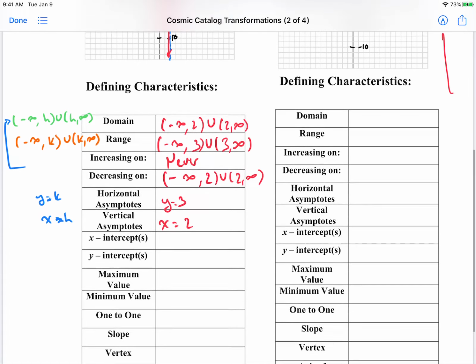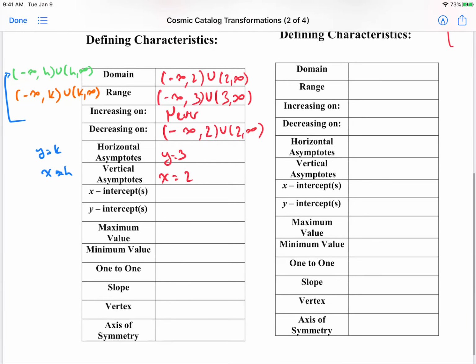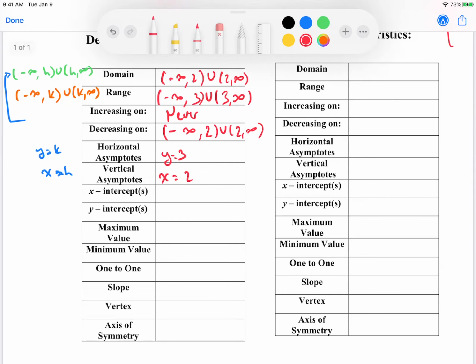Then for x and y intercepts, this is kind of where we have to solve. So let's get to that in just a moment, and let's just tell everything that we can from here. We know we have no maximum or minimum value. We know that this function is 1 to 1. We know it has non-linear slope. All right, our vertex, remember, is not really a vertex, and we're going to cancel that word out, but it's still going to be at positive 2, 3, because we're always going to identify here our h, k.